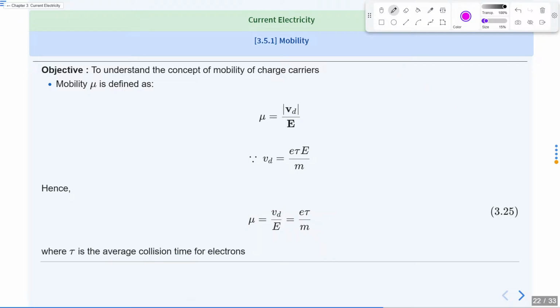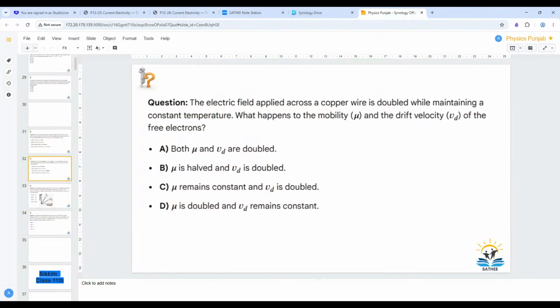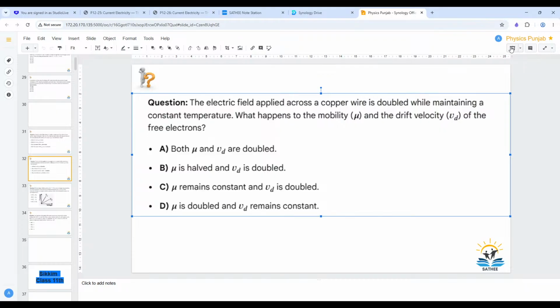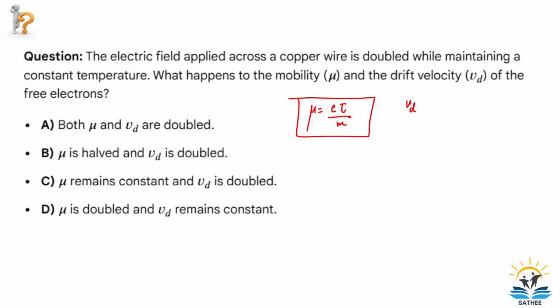Clear? Now we'll do that question. The electric field applied across copper wire. So mobility is e tau by m, and drift velocity is given by e tau by m times E. The electric field applied across copper wire is doubled while maintaining a constant temperature. What happens to the mobility and the drift velocity of the free electrons?